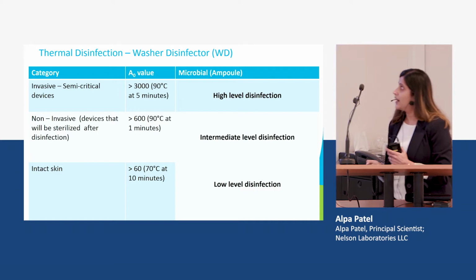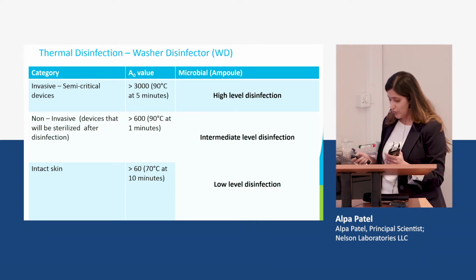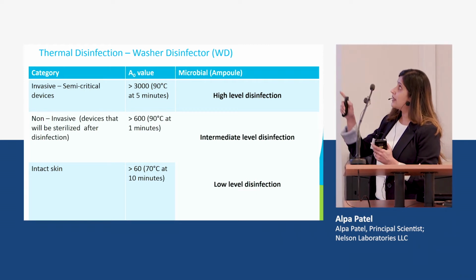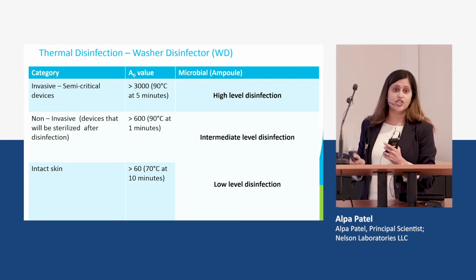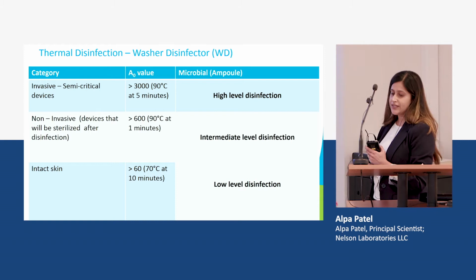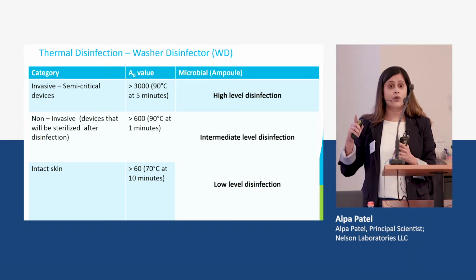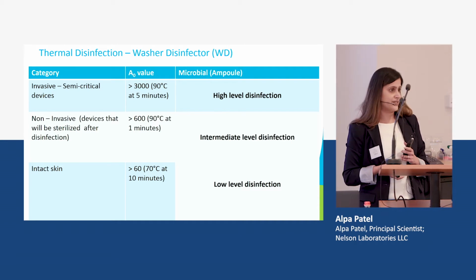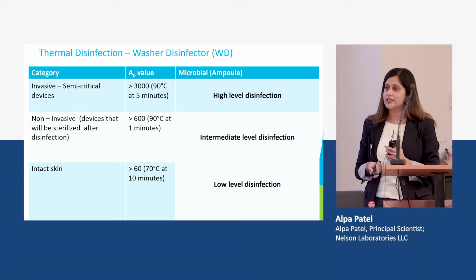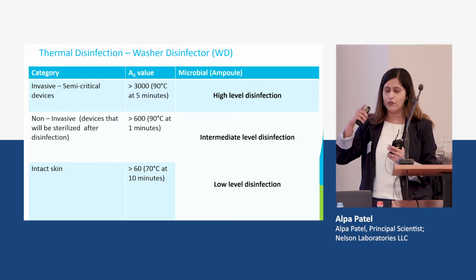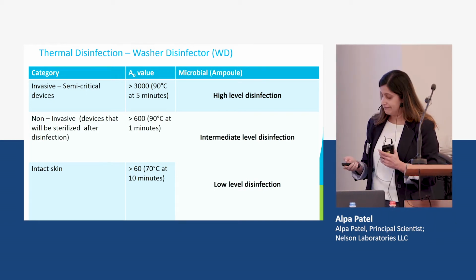Now for AAMI, for washer disinfectors where we're doing temperature profiling, we do have their own specifications as well. So for invasive devices, you want to see greater than 3,000 AAMI, or microbial, you would have to do a high-level disinfection where you would inoculate with Mycobacterium terrae to look for a 6-log reduction, and so forth as you go down.